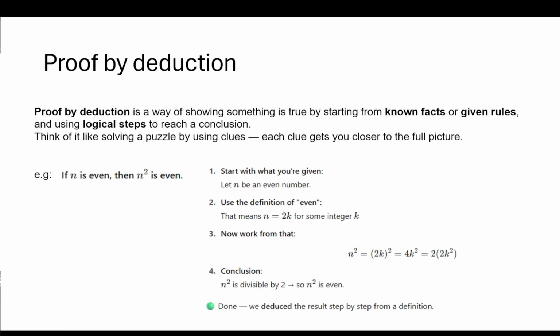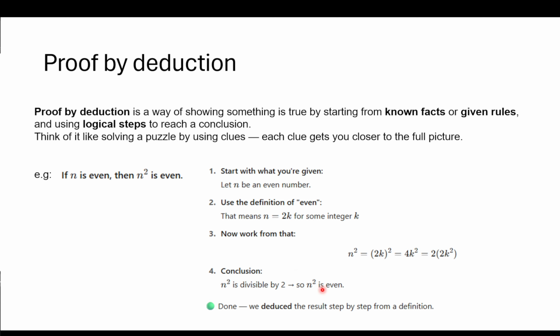So use the definition of even, n equals 2k, and work from that. You know that n equals 2k, so you just sub it in. n squared equals (2k) squared, which is equal to 4k squared, which gives us 2 times 2k squared. The reason I took out the 2 is to show it is even, because any multiple of 2 is even. So this works. Conclusion: n squared is divisible by 2, so n squared is even. That's how we deduced it, and that's why it's called proof by deduction.